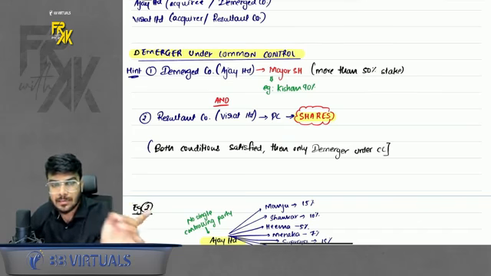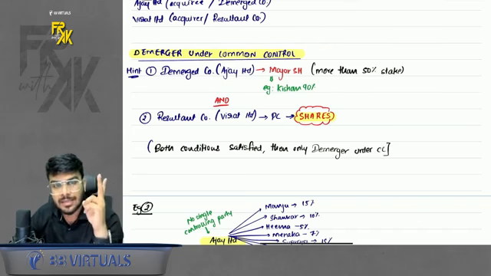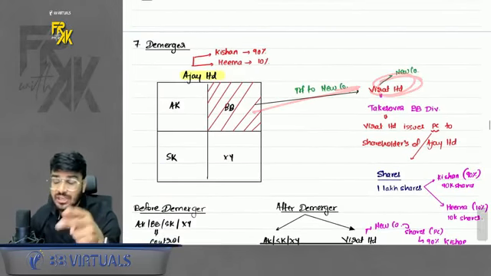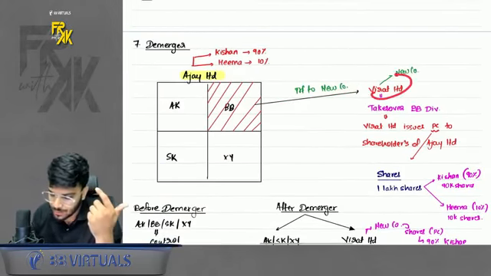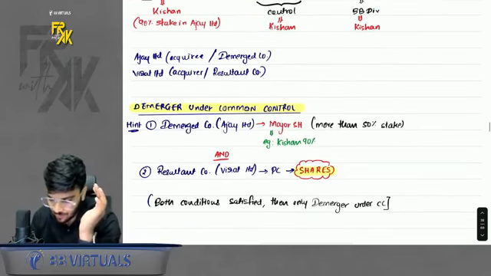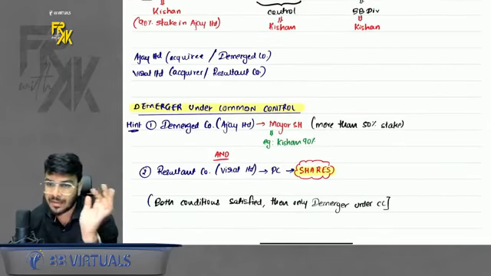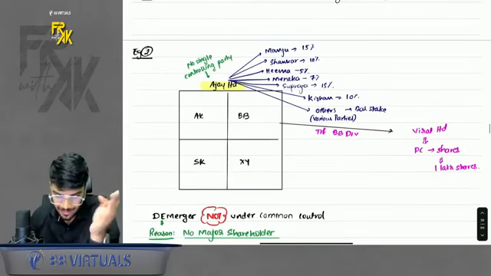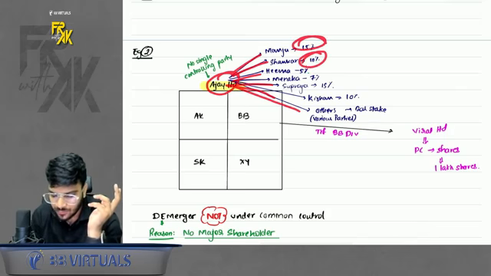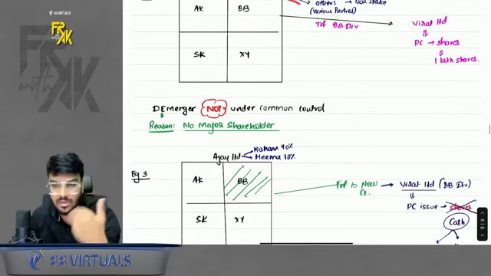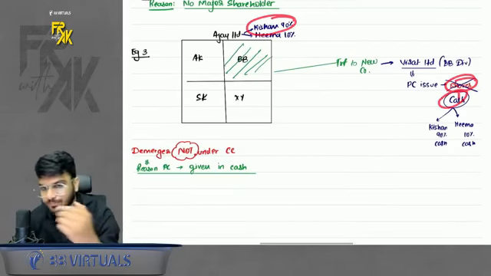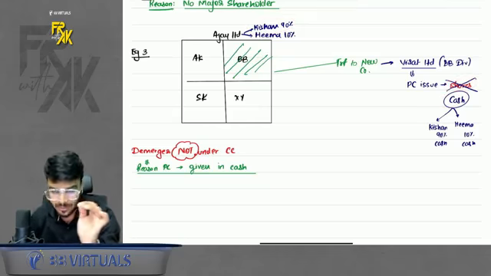Again, I'll repeat. The demerged company should have a major shareholder. Second, the resultant company, that is the new company which is taking over the division from the demerged company, should issue PC in shares. If both are met, then it will be demerger under common control. If either one condition is not met, or if both are not met, then it will be demerger not under common control. Let's say for example, in example number 2, Ajay Limited had so many shareholders, and there was no major shareholder present. So it is demerger not under common control. Or if there was a major shareholder but the PC was given in cash, then also it is demerger not under common control. Do remember that.